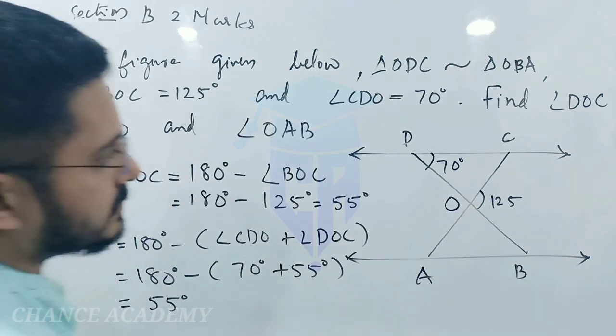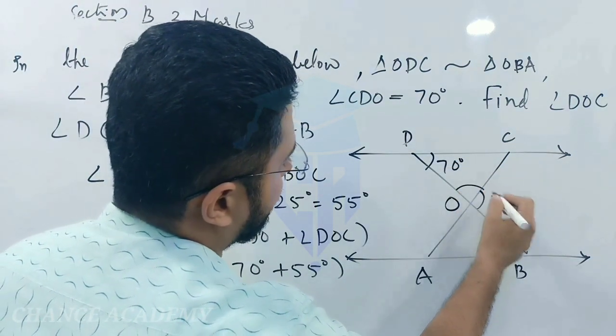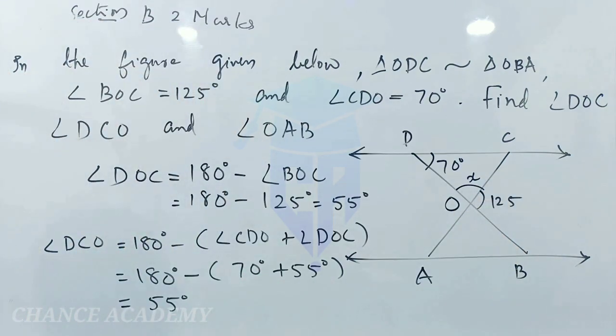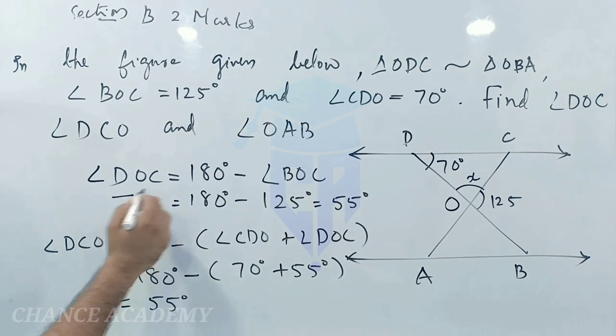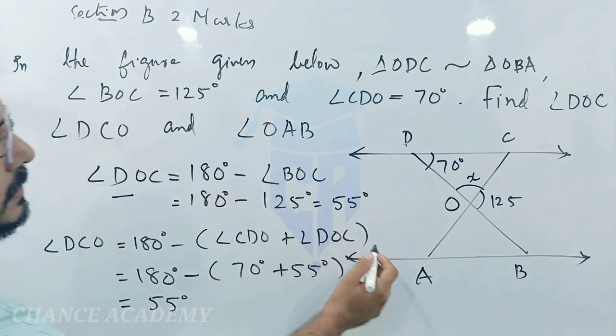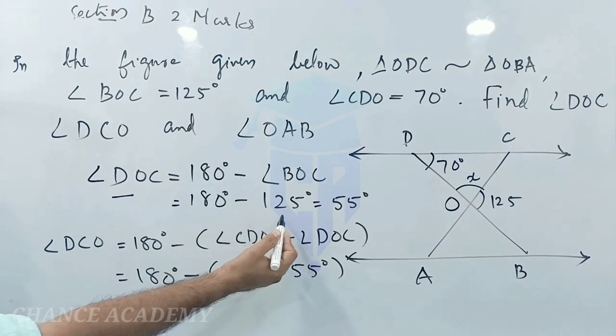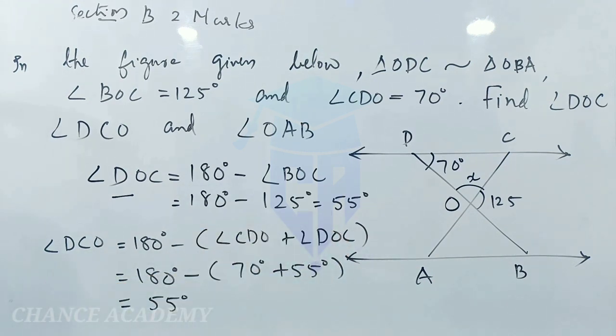Since this is a straight line, this angle, let it be x, and these two together form a straight angle, that is 180 degrees. So that's why we can find angle DOC by 180 degrees minus angle BOC. BOC is 125, so 180 degrees minus 125 will give you 55. So that's angle DOC. That was one angle that we need to find. So that part is over.